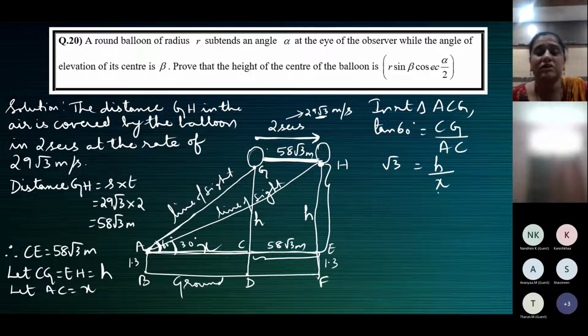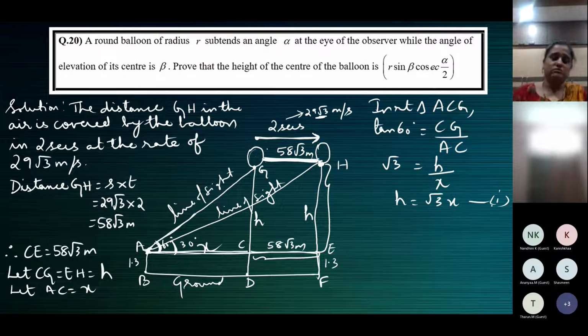Now in this equation, H and X both are unknown, so nothing can be done. Maybe you'll just cross multiply and write H is equal to root 3 X, because you don't know what to do. You can even leave it like this. So just mark this equation 1 and leave it here.